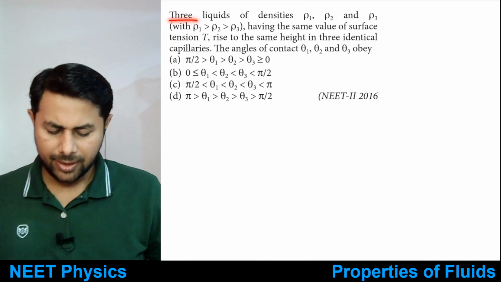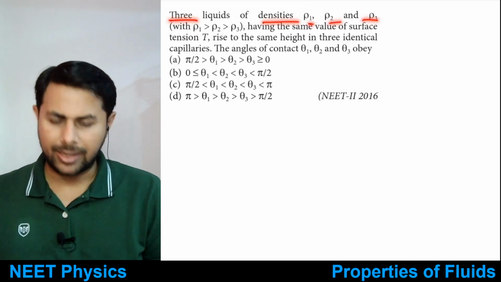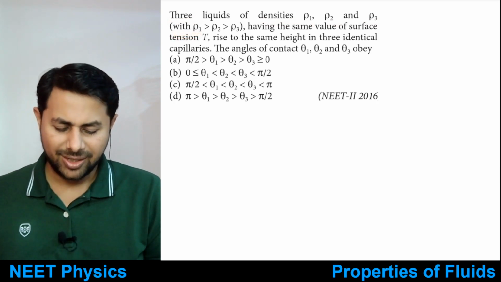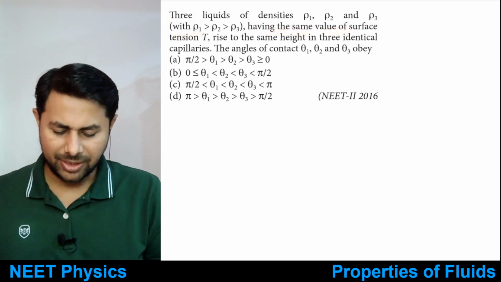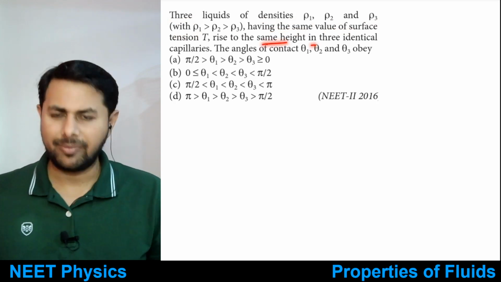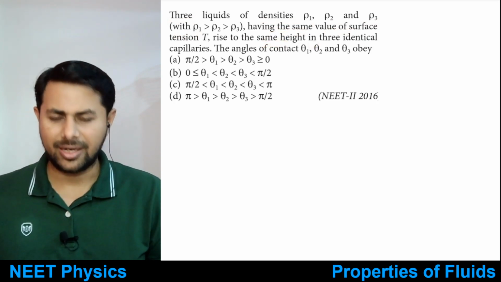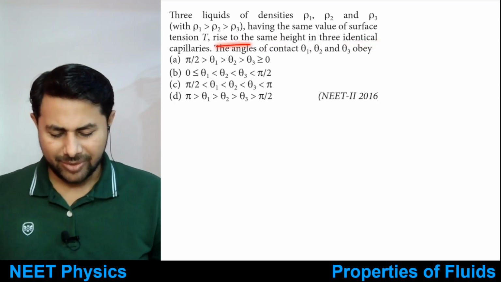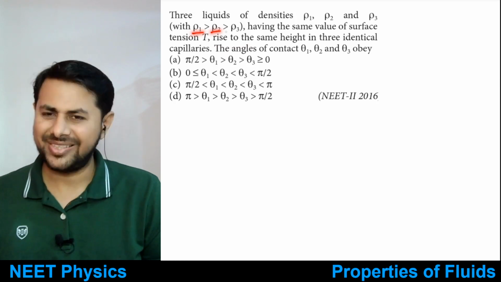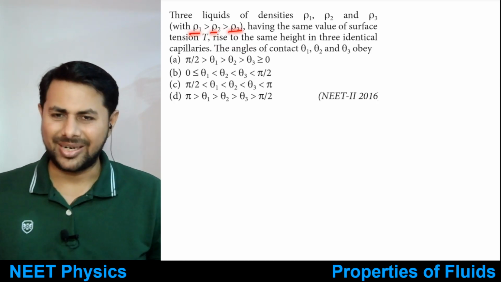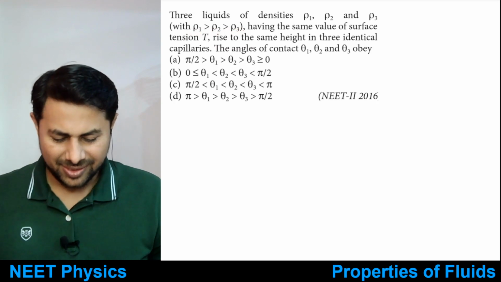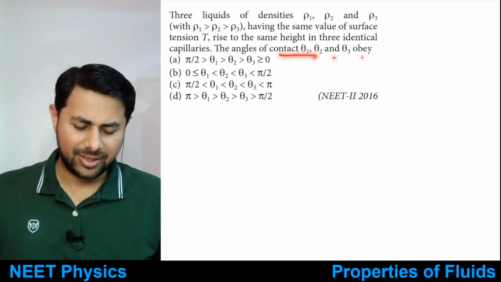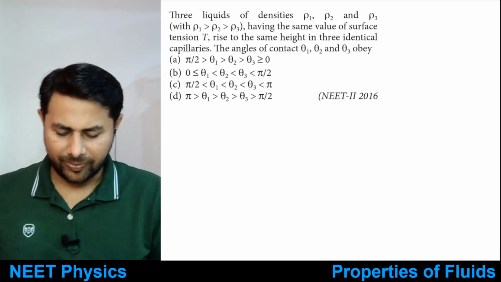Let's see next one. 3 liquids of densities rho 1, rho 2 and rho 3 with rho 1 is greater than rho 2 is greater than rho 3 having the same value of surface tension T rise to the same height in 3 identical capillaries. Okay, capillaries are identical, right? Liquid is different. Okay, 3 different liquids, rho 1, rho 2 and rho 3 are the densities, and the angles of contact theta 1, theta 2 and theta 3 obey. They obey what?